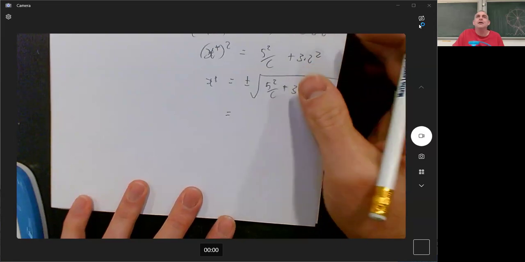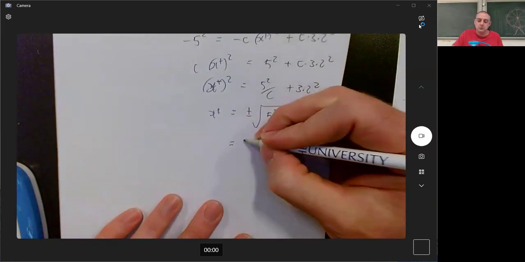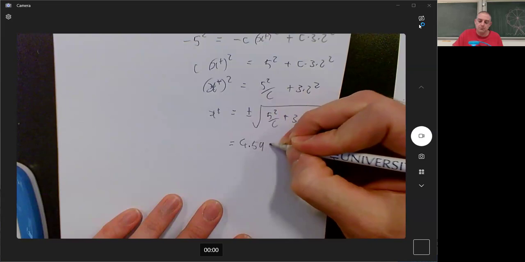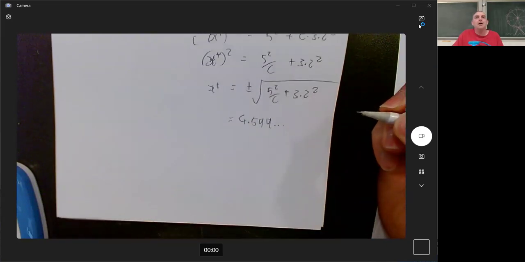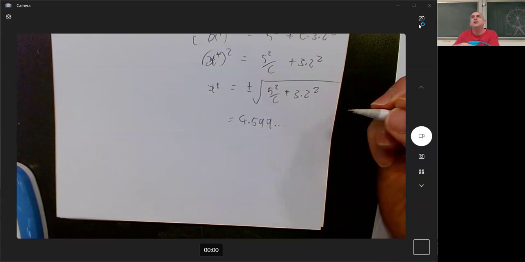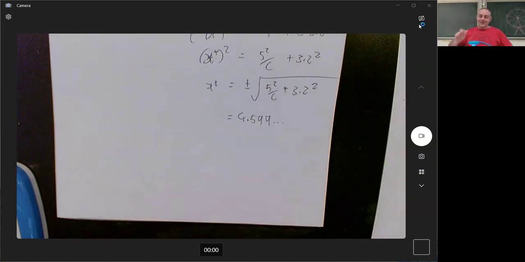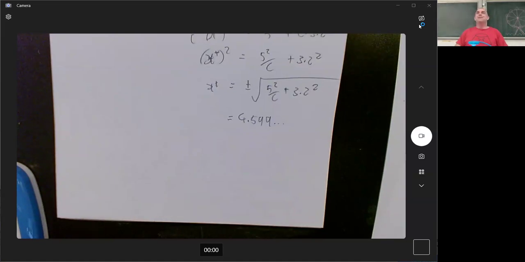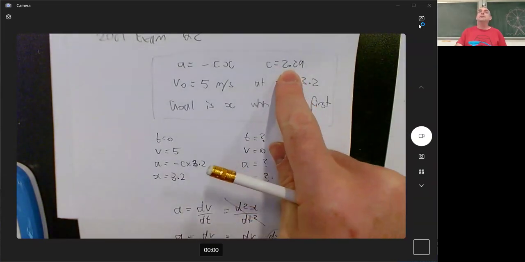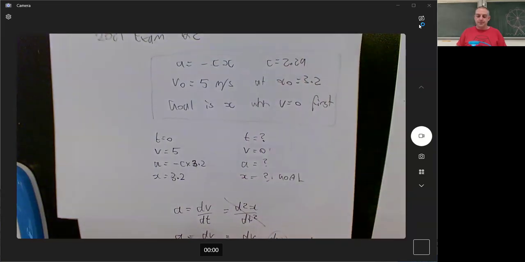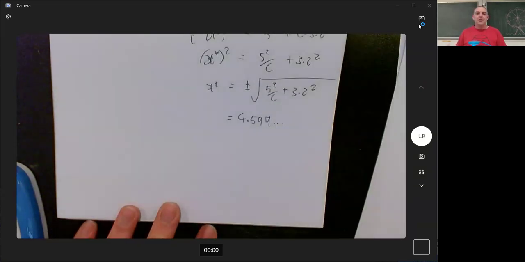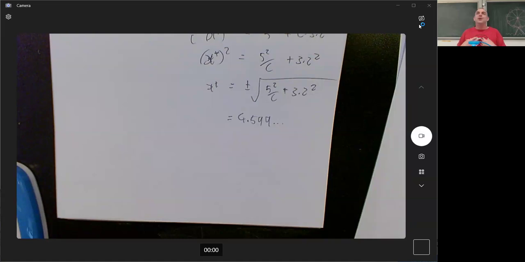That's earlier. Huh. No, it started at 3.2, didn't it? The speed was 5. Okay. That's okay. Yeah, we know what c is, 2.29. But x naught was 3.2. And so it has moved forward. Good, it's supposed to move forward. It was going at 5 meters per second to begin with.